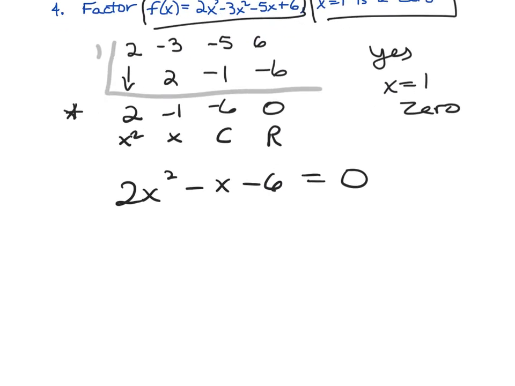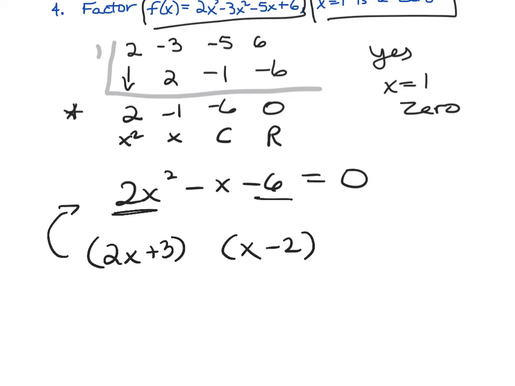I could do guess and test. These are small enough numbers. So my factors of 2 are 2 and 1. And my factors of 6, I'm going to use 2 and 3. So positive 3 and negative 2. Now, if you're not good at guessing and testing, then you would do factor by grouping. Now, at this step, I highly recommend that you FOIL these two and make sure that it does go back, because maybe your signs are off.